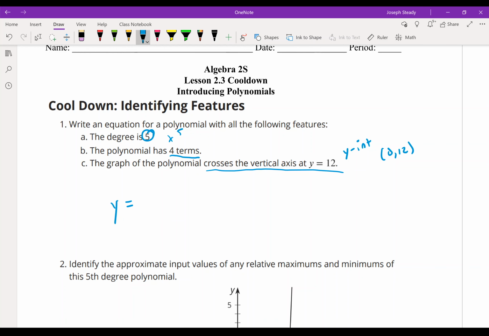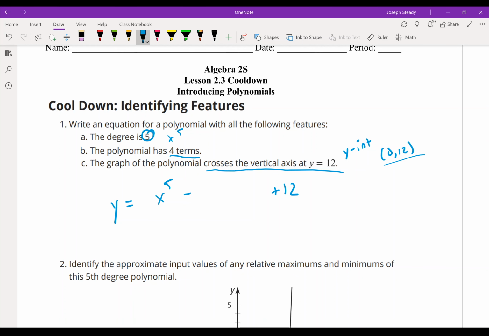I must start with an x to the 5th term. Doesn't matter what's in front of it. Could be a 2, could be a negative 10. Doesn't matter. I must have 4 pieces. And in order to have my y-intercept be 12, I know that it must end with a plus 12 at the end. So I can fill in whatever I want in the middle, actually.